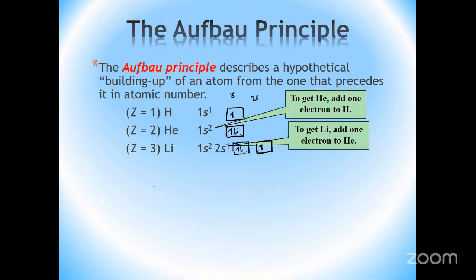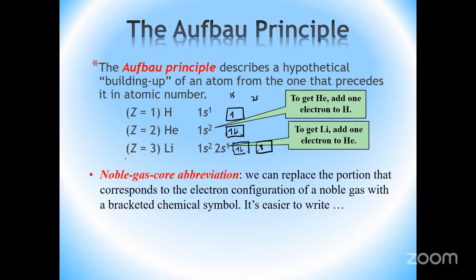And then to get from lithium to the next element, where the atomic number is equal to 4, after lithium, you have beryllium.